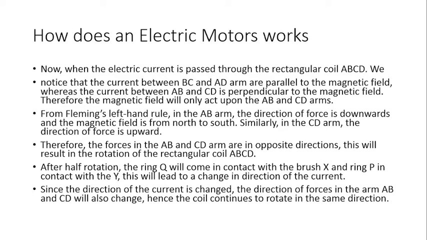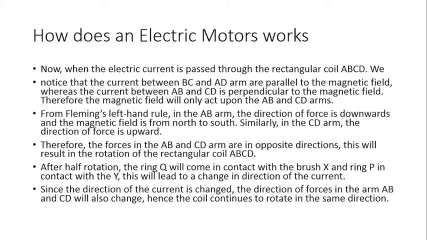From Fleming's left-hand rule, in the AB arm, the direction of the force is downward, and the magnetic field is from north to south. Similarly, in the CD arm, the direction of the force is upward. Therefore, the forces in the AB and CD arms are in opposite directions. This will result in the rotation of the rectangular coil ABCD.